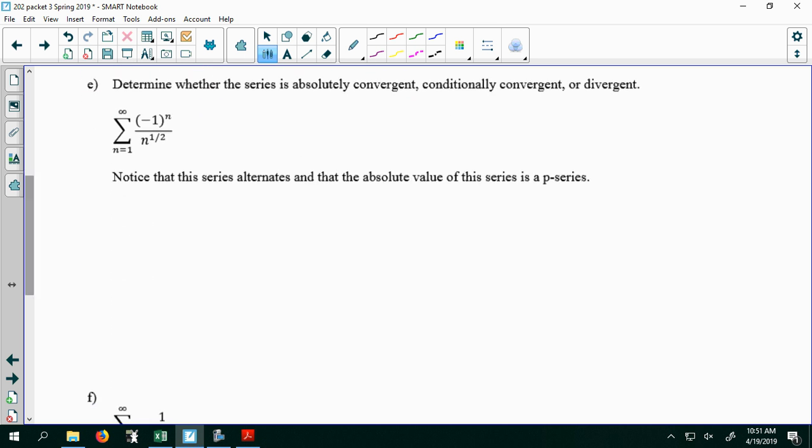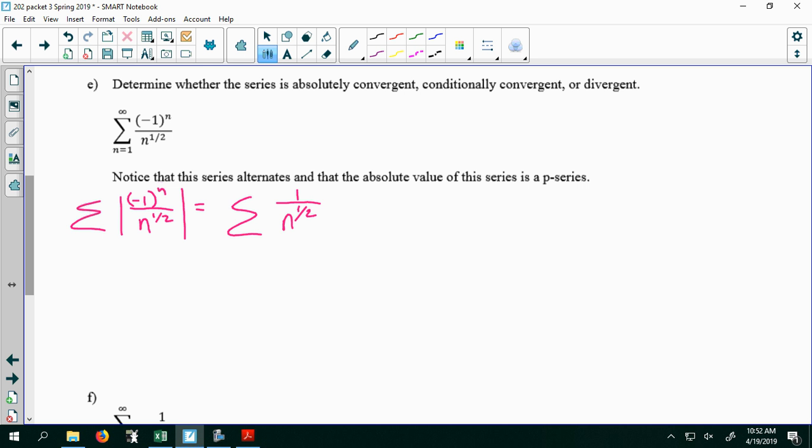Okay, determine whether the series is absolutely convergent, conditionally convergent, or divergent. So if we want to know if it's absolutely convergent, we have to look at the absolute value of all the terms. Just put absolute value bars around each term. And then (-1)^n. N's always going to be an integer, 1, then 2, then 3, then 4, right? So (-1)^n will always be +1 or -1. So when you take its absolute value, it is 1. So this is 1 over n to the 1/2.